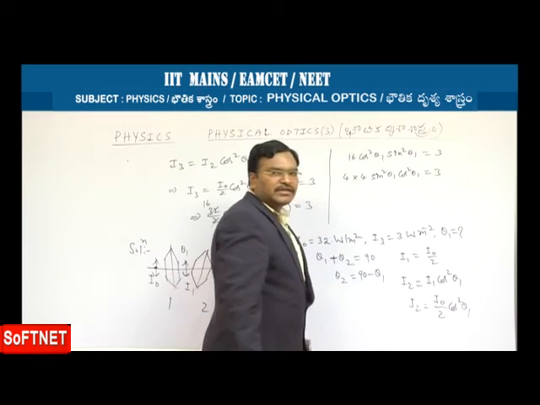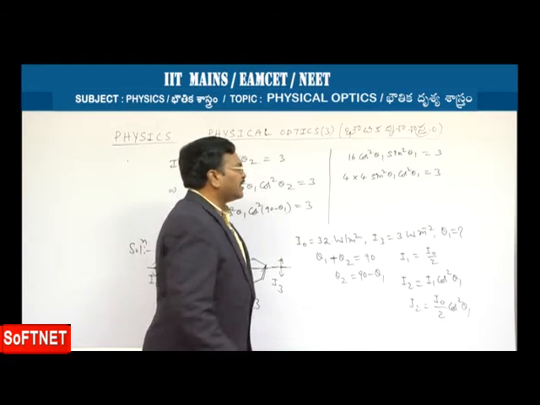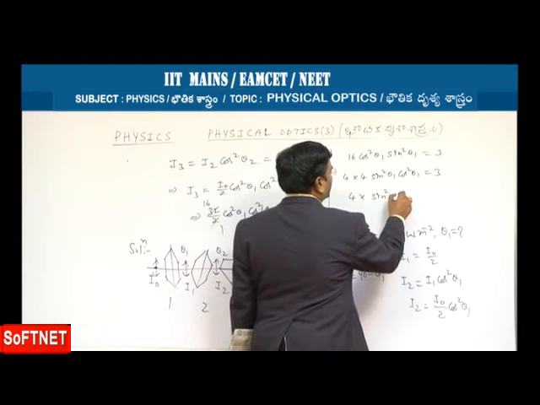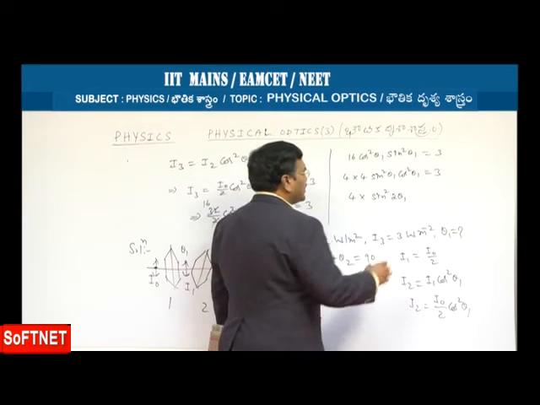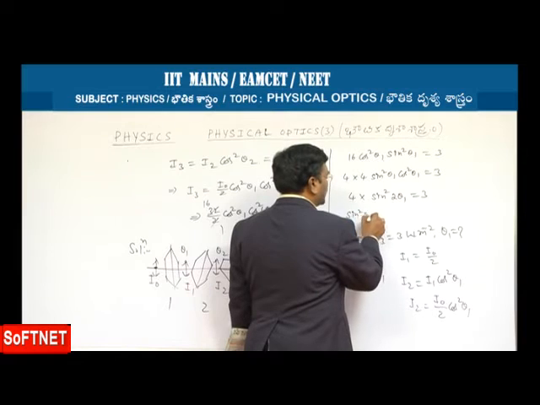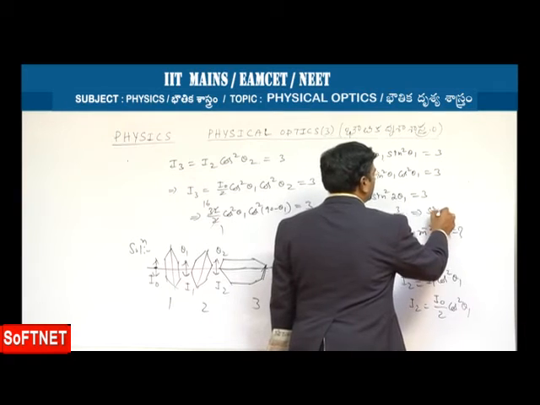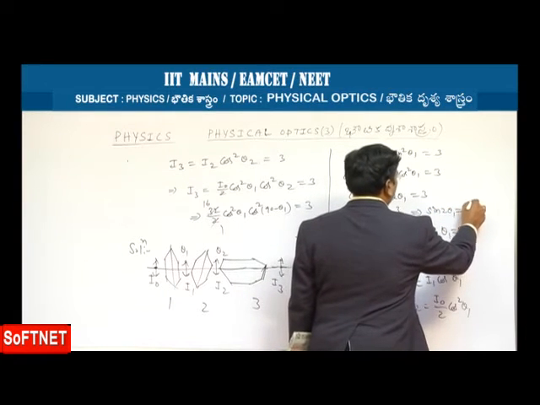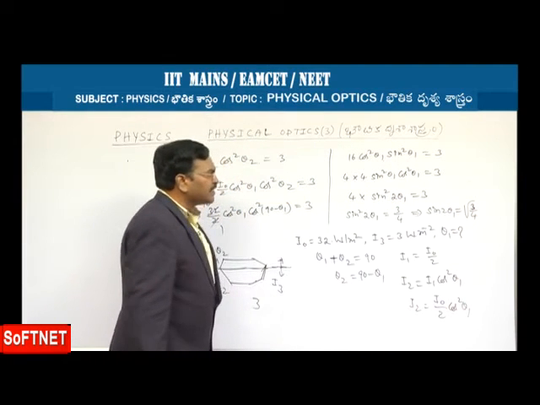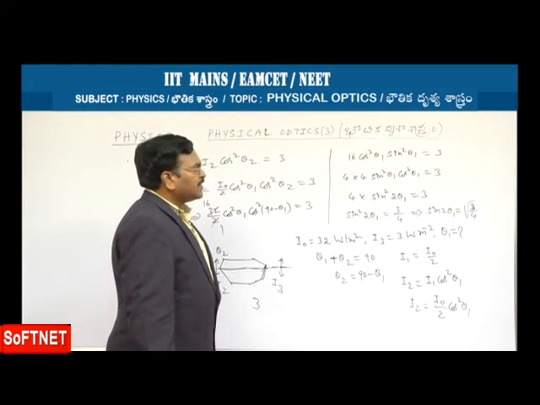Now sin 2 theta is 2 sin theta cos theta. According to that, we write 4 into sin square 2 theta 1 is equal to 3. So sin square 2 theta 1 is equal to 3 by 4. We take the square root on both sides: sin 2 theta 1 is equal to root of 3 by 4, which is root 3 by 2.